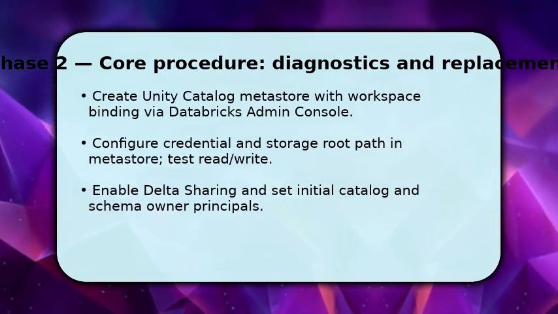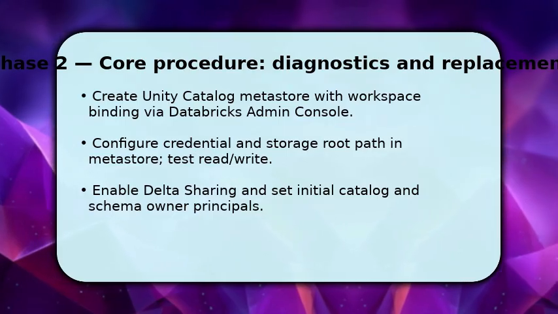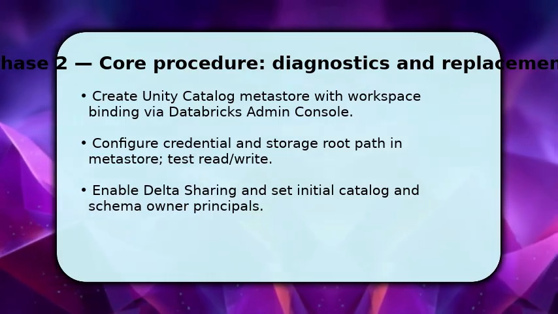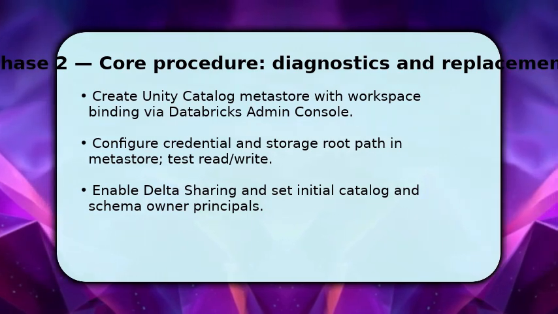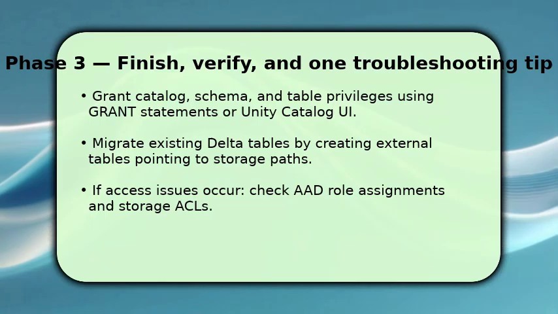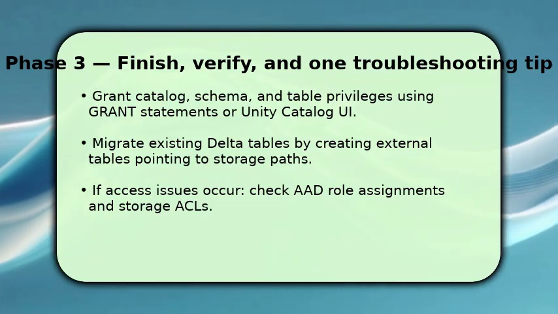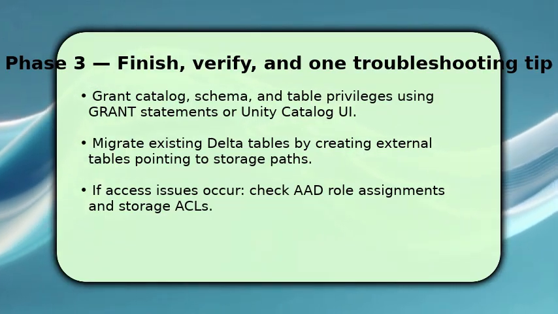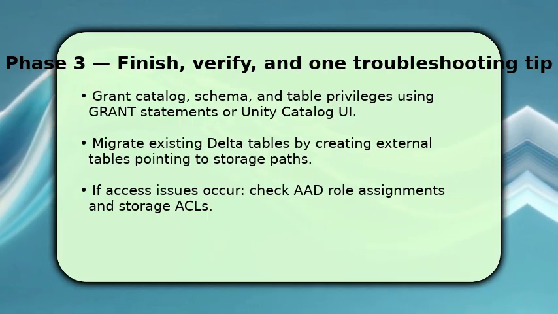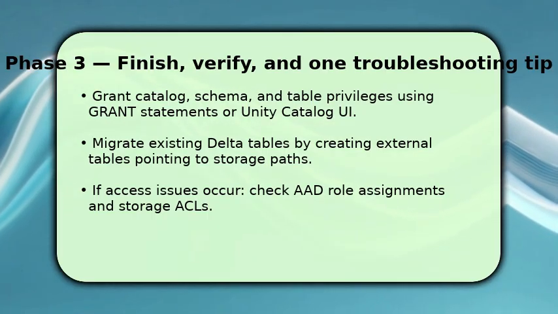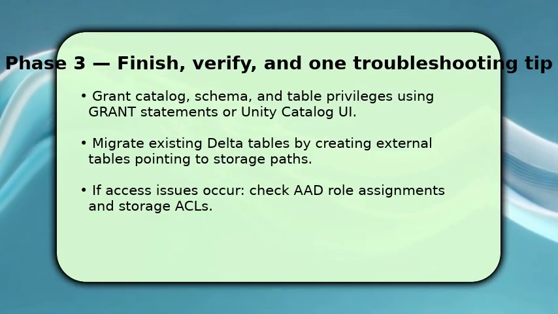After that, create an initial catalog and schema, and assign owner principals so users can be granted privileges in the next step. Finish by assigning granular permissions. Use GRANT for catalog, schema, and table privileges, or use the Unity Catalog UI to map groups and roles. If migrating data, create external tables that reference existing Delta paths so your data appears under the catalog.